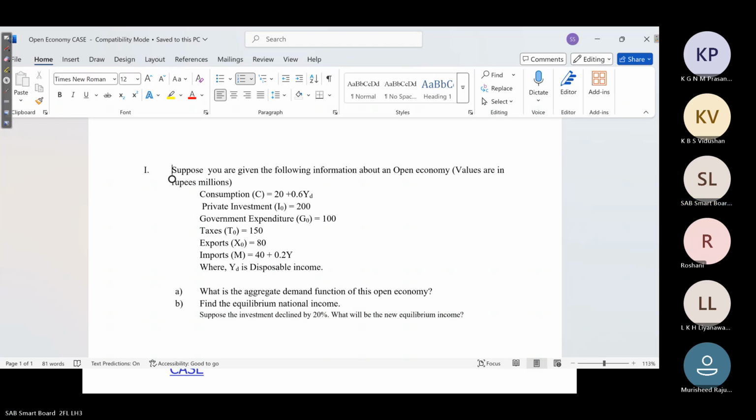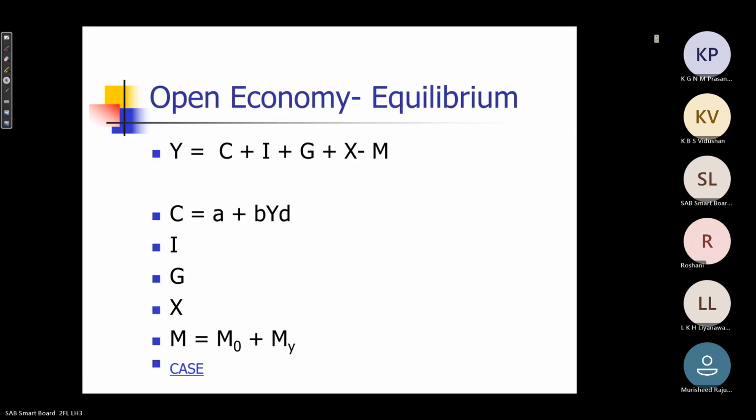So that's about our discussion of macroeconomics. Now, in our discussion, we continue with the simple closed economy model and the open economy model. Okay, so we come to the end of this.